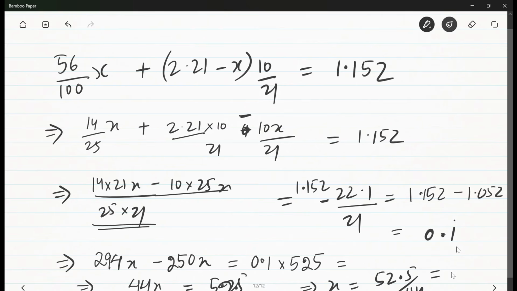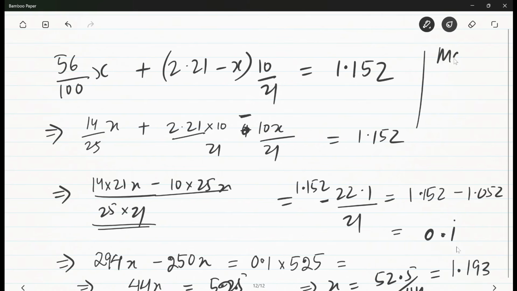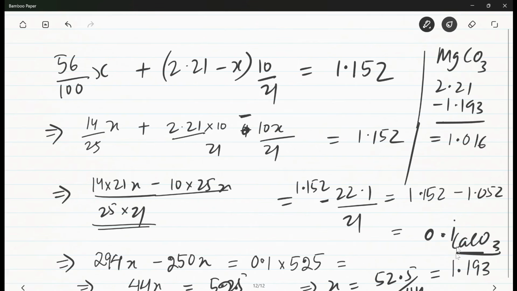Let me calculate this one. 52.5 by 44. I am putting calculator. You don't put, you have to solve. That is coming as 1.193. So now what is the mass of MgCO3? 2.21 minus 1.193. Subtract. That is 1.016. So these are the numbers we are getting. This is CaCO3 and the other one is MgCO3.